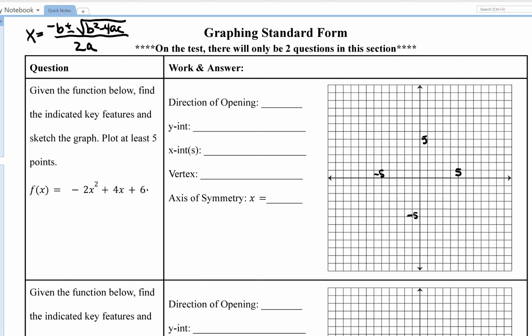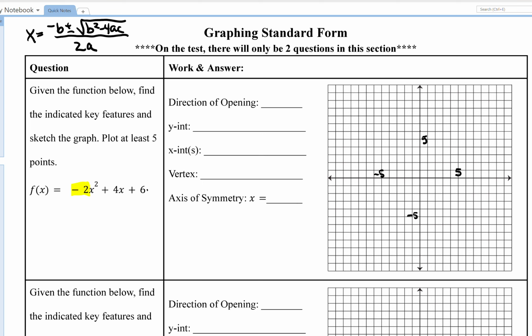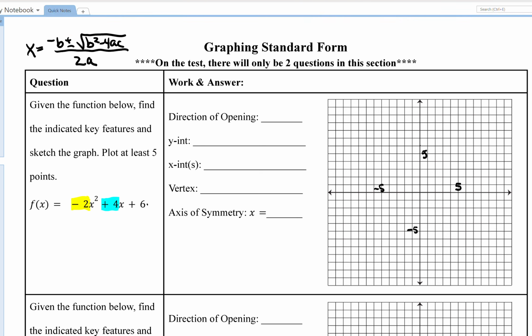Hi, welcome. This video is on graphing quadratic equations from standard form, and this is the first of three parts where I will be explaining how to do this. So the first thing it asks is the direction of opening, and I'm going to quick color code these because I think it helps to see. There's my A is -2, my B is +4, and my C is a +6.